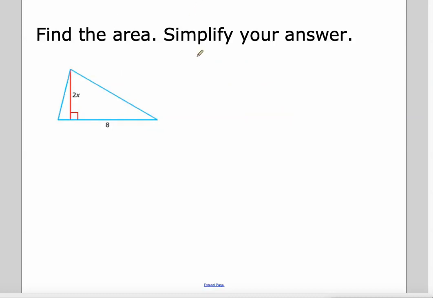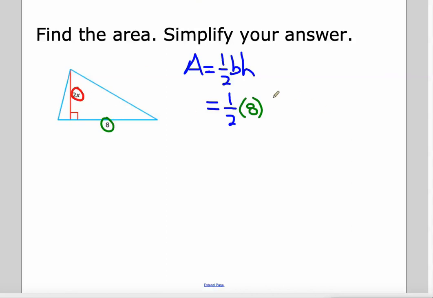Moving on here, what about the area of a triangle? Well, the area of a triangle is a little bit different. The area of a triangle is 1/2 the base times the height, because a triangle is always half of a rectangle. So that's going to change things a little bit, but not a whole lot. First, identify the base, which is 8. So we're going to do half of 8, which would be 4. And then we're going to multiply by the height, which is 2x.